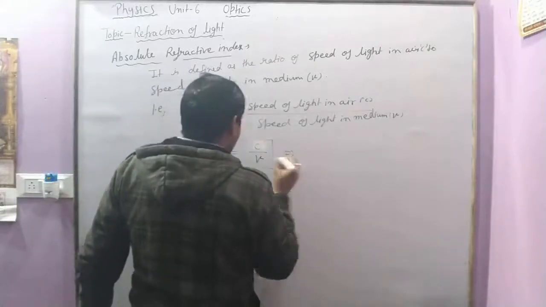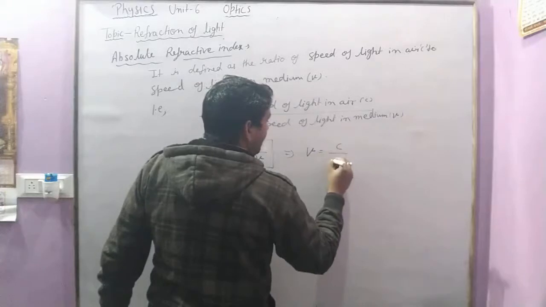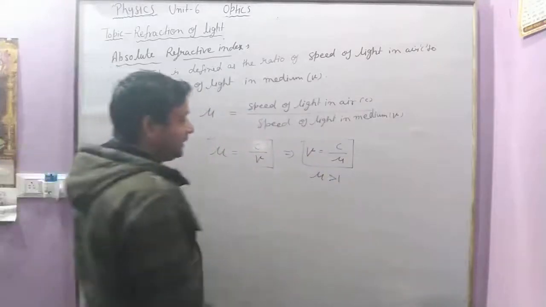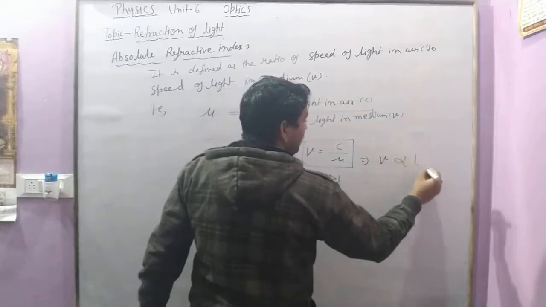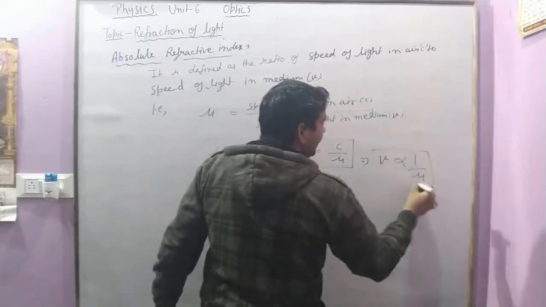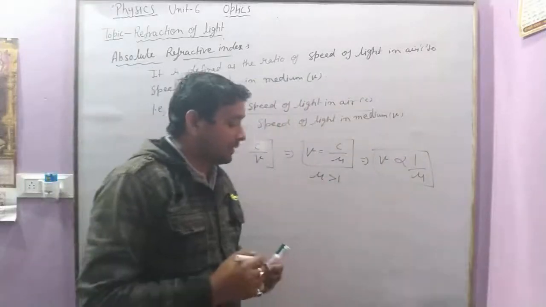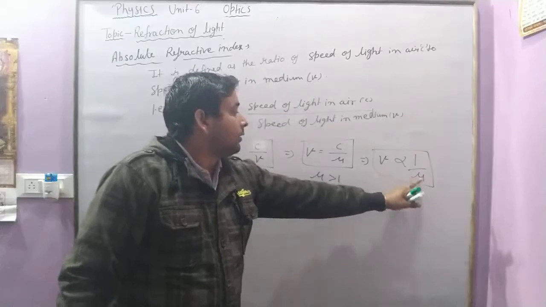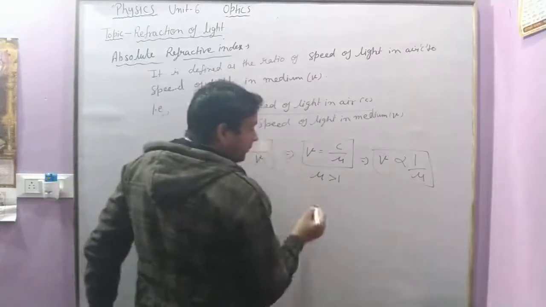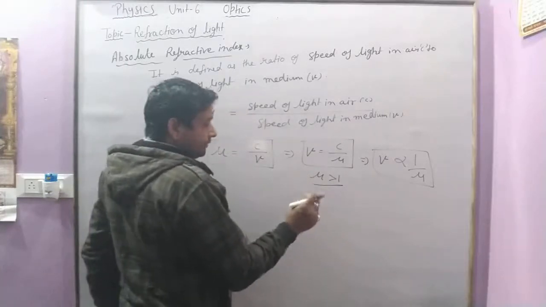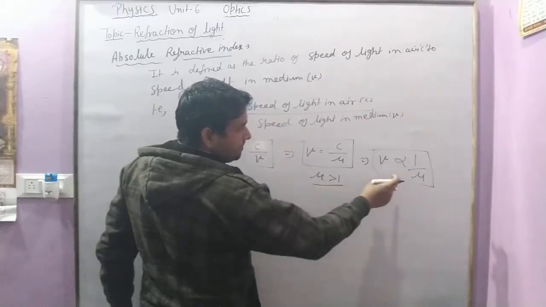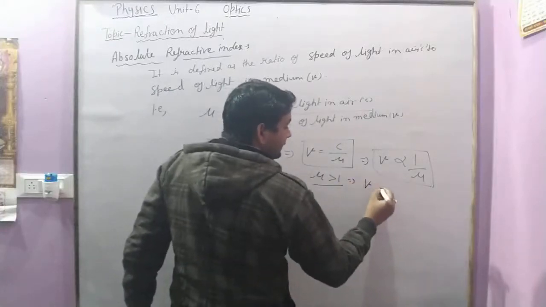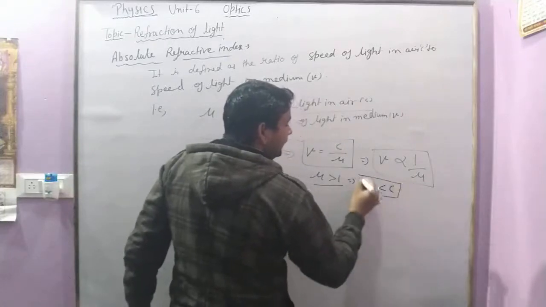Now the speed of light in medium is c upon mu. Here mu is always greater than 1, which implies the speed of light is inversely proportional to the refractive index. It is a very important relation. Because the refractive index is always greater than 1, the speed of light is always smaller than c in any medium. Clear?